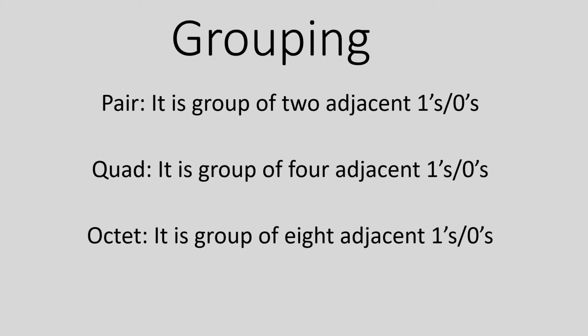If we make a group of four adjacent ones or zeros, it is known as a quad. It eliminates two variables and their complements. If we make a group of 8 adjacent ones or zeros, it is known as an octet. It removes 3 variables and their complements. We can also roll the map to reduce the variables. We will see how grouping and rolling of the map is done in the next slide.